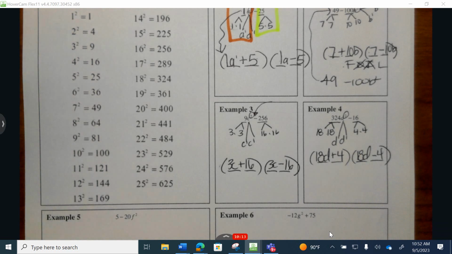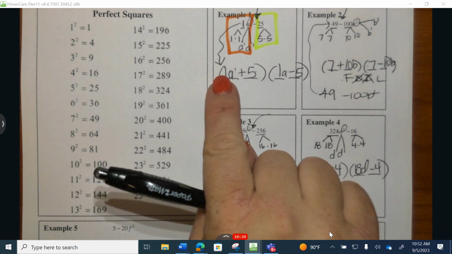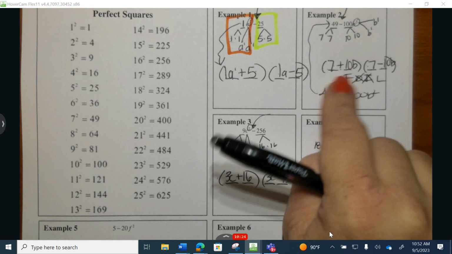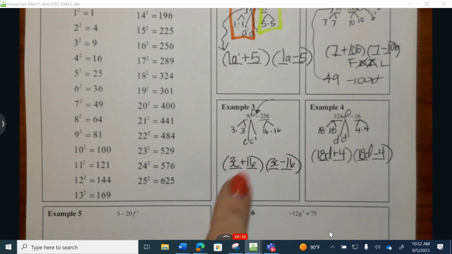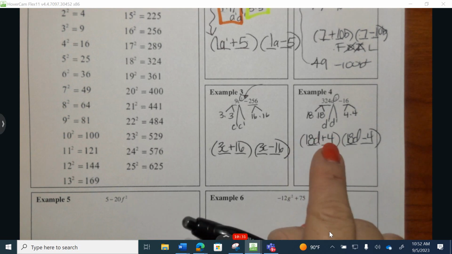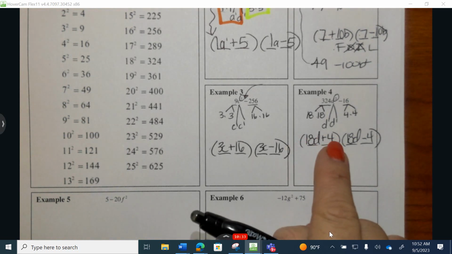But there's a problem here. This is different than examples 1, 2, or 3. And how is this different? Because 1 and 5, I can't factor anything else out. 7 and 10, I can't factor out any other value. 3 and 16, there's no number other than 1 that factors out. But 18 and 4 are both divisible still by 2.